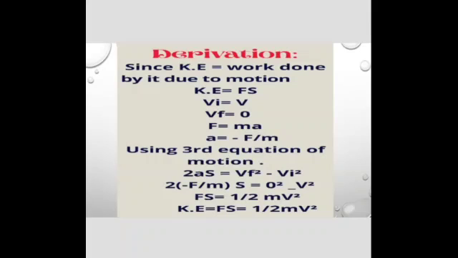By arranging this equation I will get Fs equals 1 by 2 mv square, and Fs is equal to kinetic energy. So this is the formula for the kinetic energy: kinetic energy equals 1 by 2 mv square, or half mv square. I hope you have got this derivation of kinetic energy.